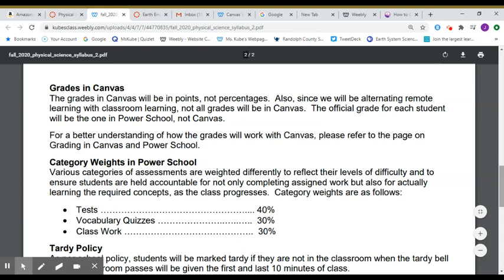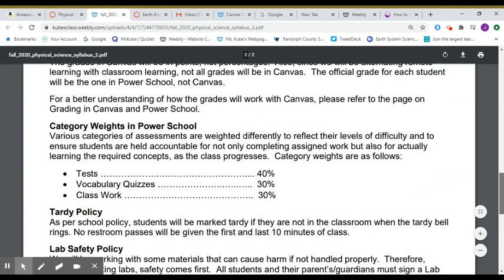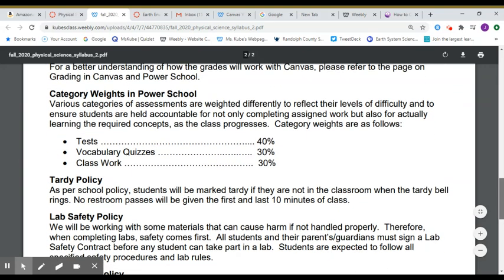Looking at the grades in Canvas is still very helpful, because that's where you'll be getting your feedback. You'll also know if you've submitted assignments. All right, category weights in PowerSchool.